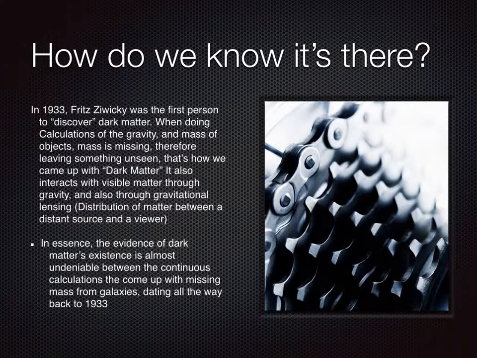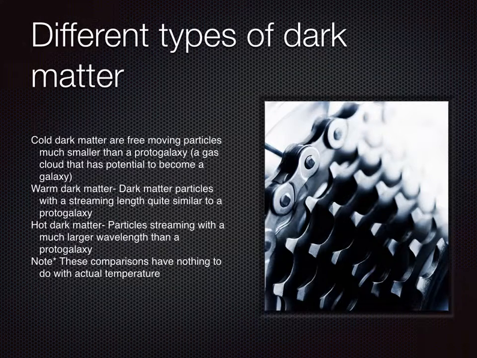It also interacts with visible matter through gravity and also through gravitational lensing, distribution of matter between a distant source and a viewer. In essence, the evidence of dark matter existence is almost undeniable between the continuous calculations that come up with missing mass from galaxies, dating all the way back to 1933.